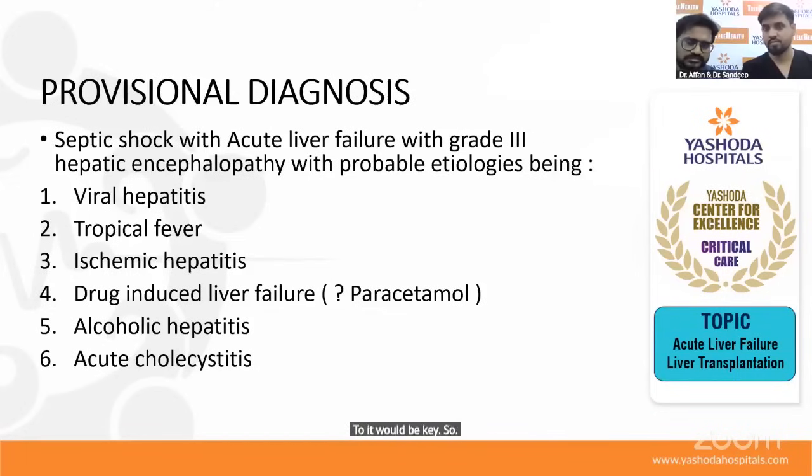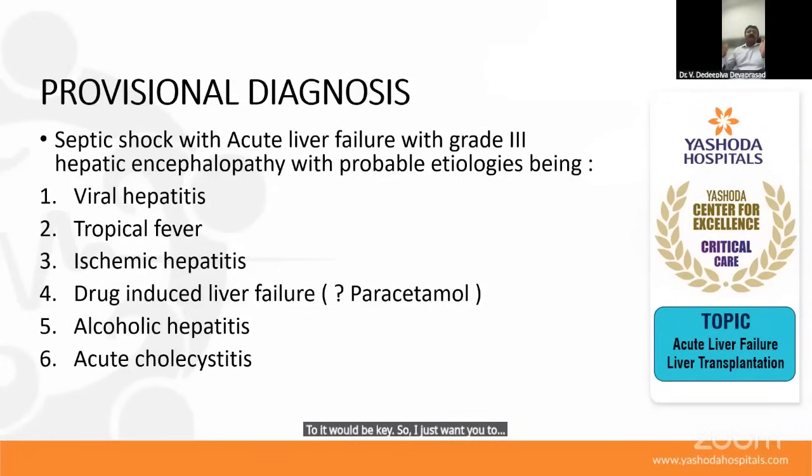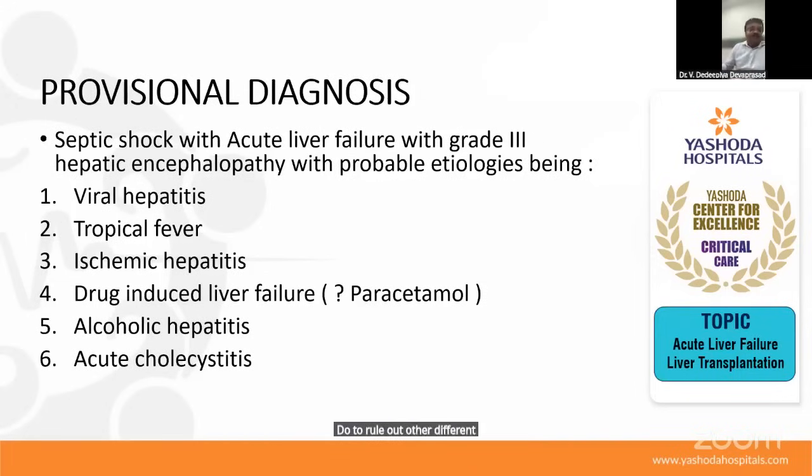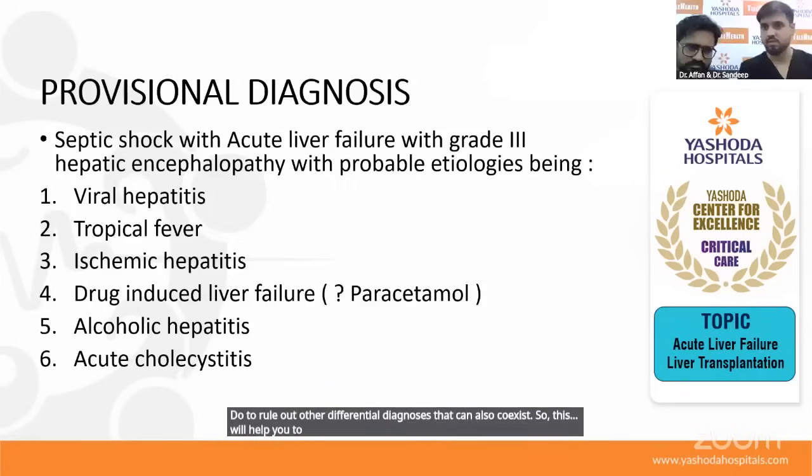So not only for this patient, for any patient: what is my provisional diagnosis? What do I do to confirm my provisional diagnosis? What will be the etiology? What are the complications I expect? And what are the things I have to do to rule out other differential diagnoses that can also coexist? So this will help you to not miss out anything. Okay.